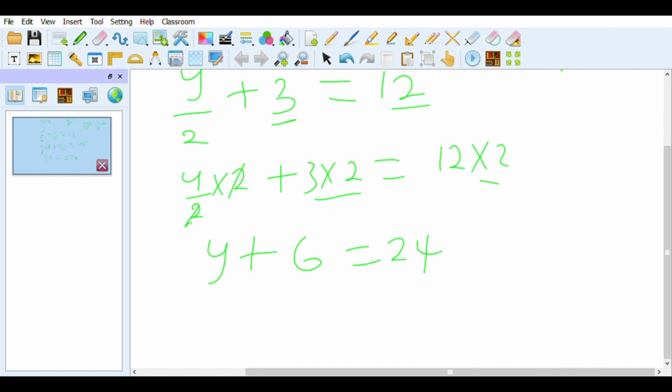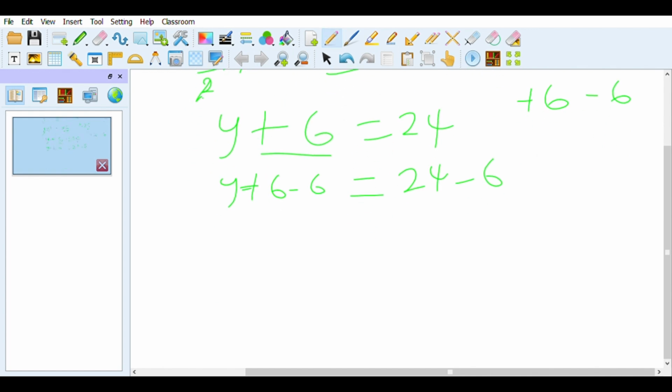So here, we now have y plus 6 is equal to 24, which you already know how to solve. Here we have a plus 6. The additive inverse of plus 6 is minus 6. So we're going to subtract 6 from both sides. Y plus 6, we subtract 6. On the right hand side, 24, we subtract 6. Okay. So what do we do next? 6 minus 6 is 0. So y is equal to 24 minus 6 is 18.